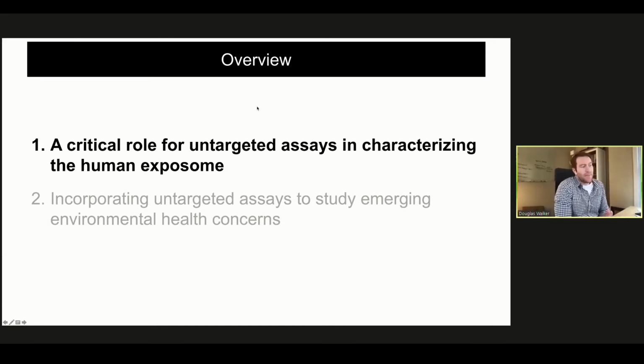So I'll begin my talk by just describing the critical role for using untargeted assays in characterizing the human exposome. And then I'll follow that up with a few examples of how we're incorporating these untargeted assays to study emerging environmental health concerns. These include micro and nanoplastics, as well as many of the perfluorinated chemicals that we know are being used in industrial applications, but may not have been specifically characterized or examined in human populations.